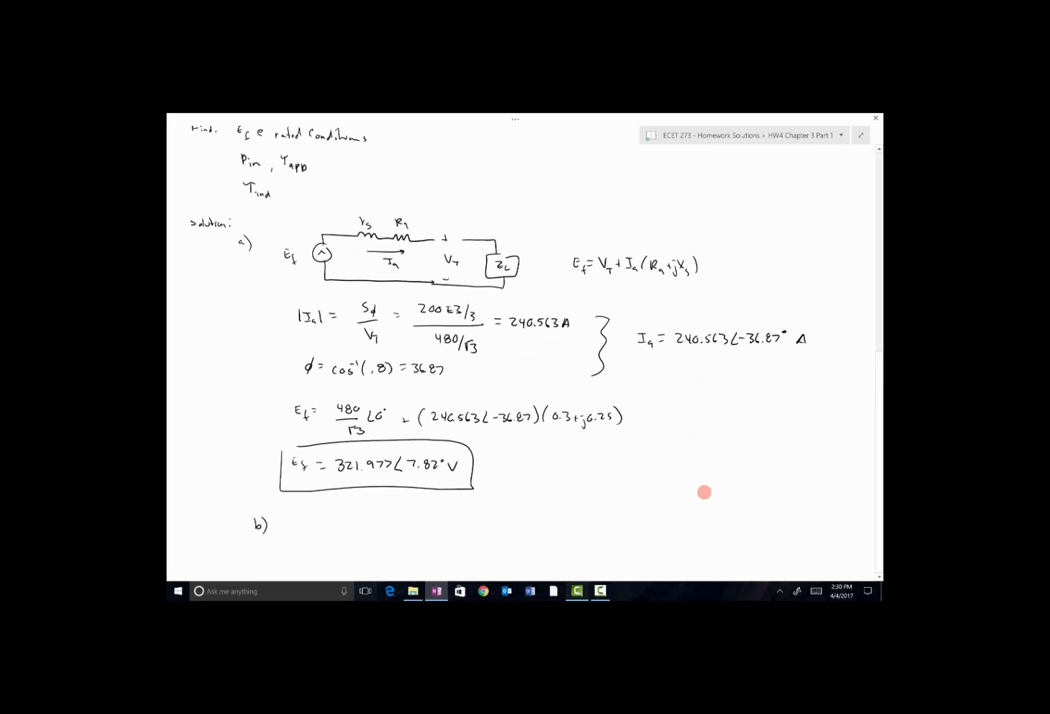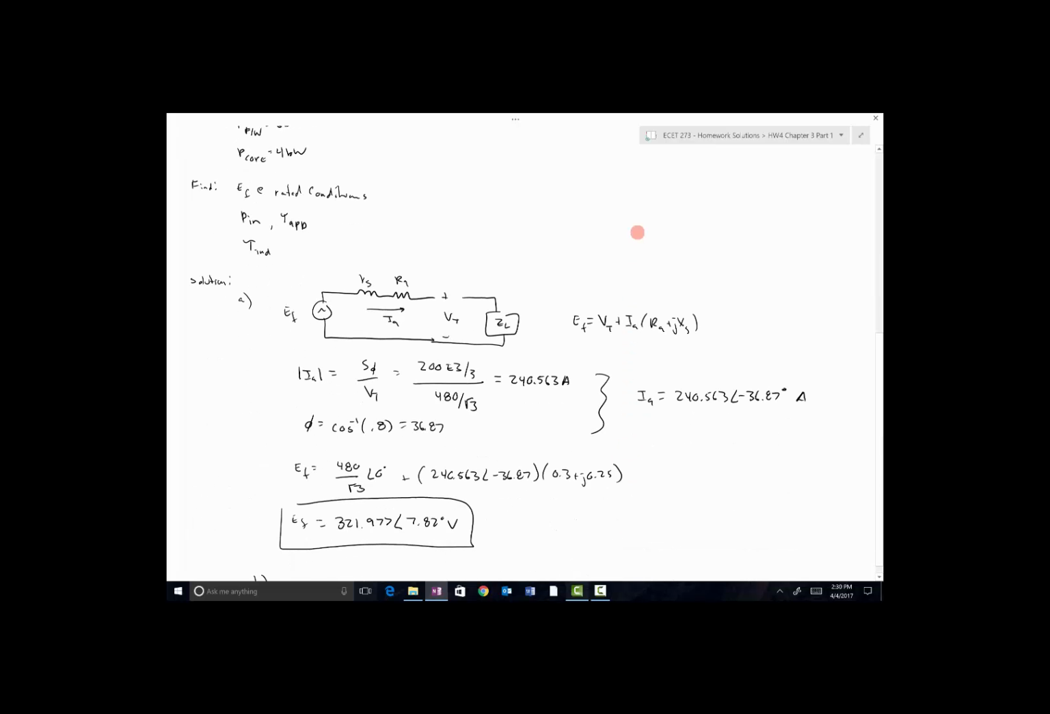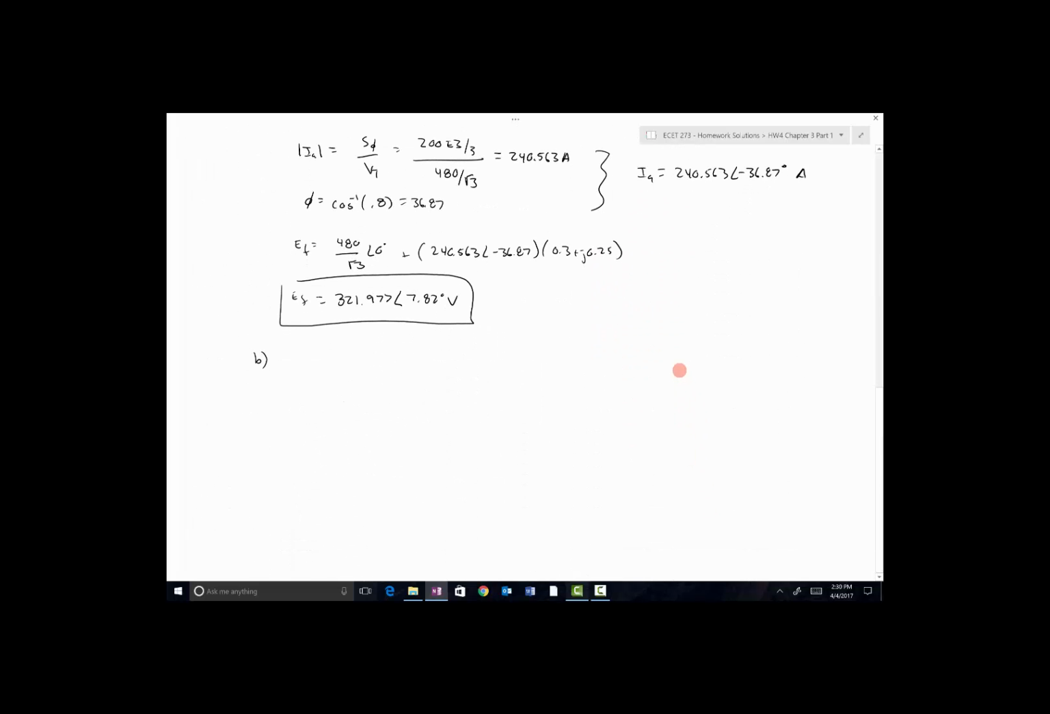Part B asks us to determine the input power and the torque applied to deliver this amount of output power. So to do that, we have to consider generator losses. So we've got basically this model here. We've got the input power. There are a couple loss mechanisms that we have to account for. That's supposed to be an arrow.